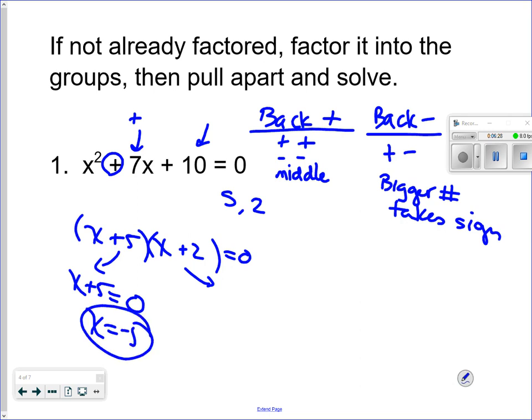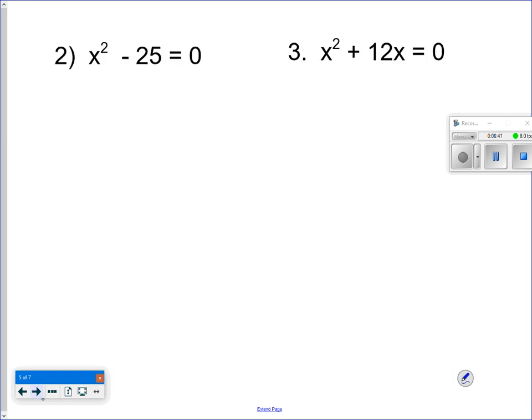X equals negative 5. X plus 2 equals 0. Subtract your 2 from both sides. X equals negative 2. So the second half of your homework is going to all be about factoring first. All right, this next one is a reminder of your difference of 2 squares. Difference of 2 squares will factor into 2 sets of parentheses, 1 plus, 1 minus.